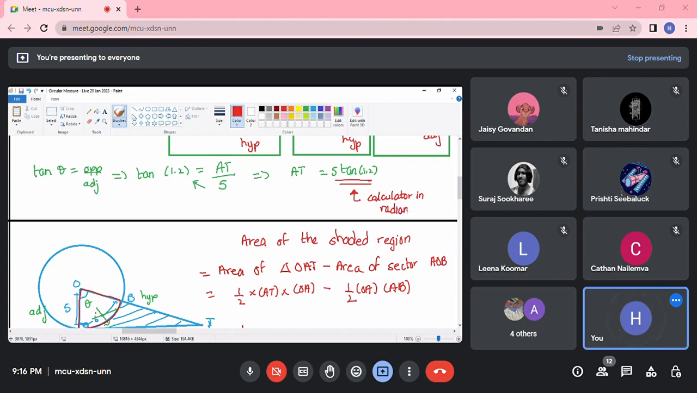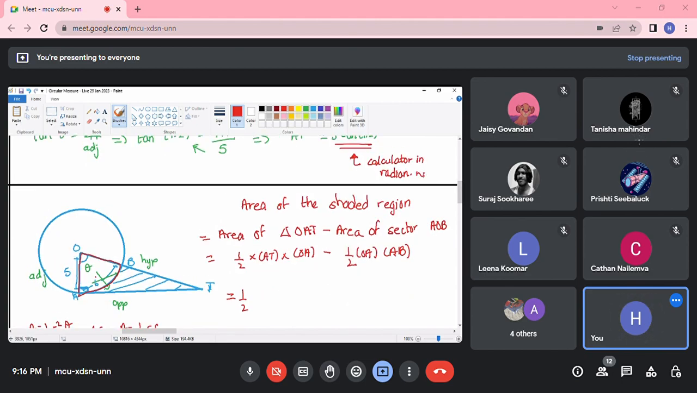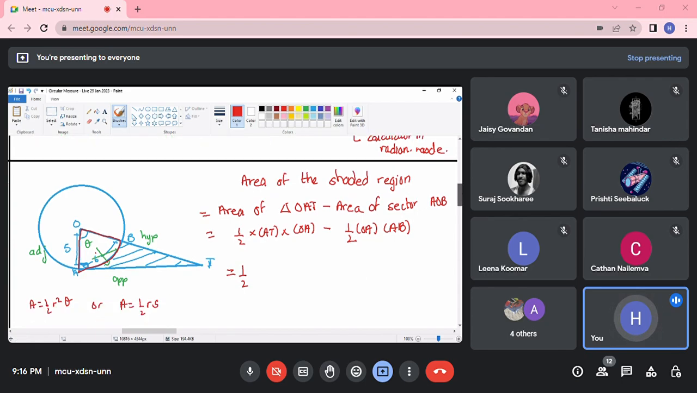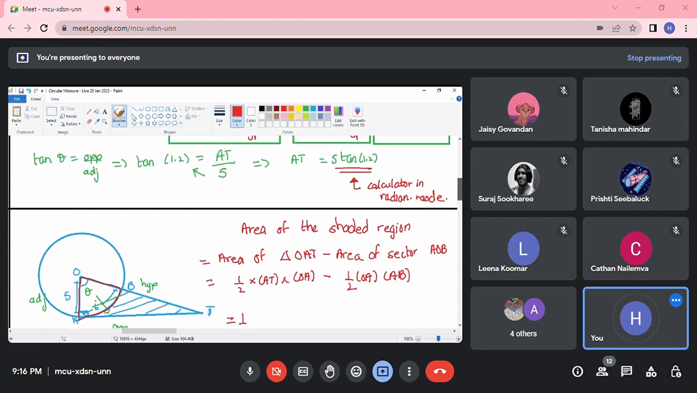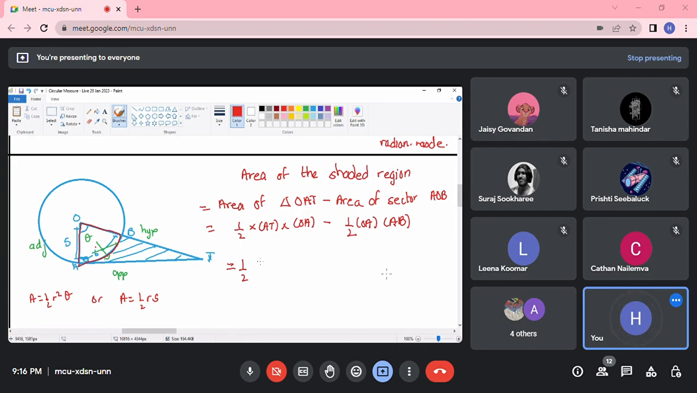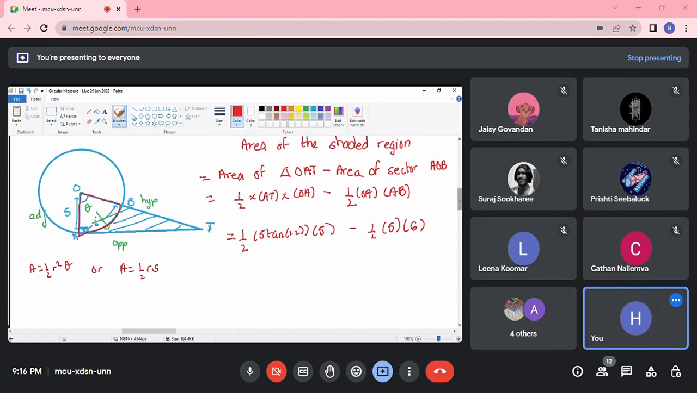Okay? Always put your calculator in radian mode. So here, half times 5 tan of 1.2 radians, times the radius OA, which is 5 centimeters, minus half OA, which is 5 centimeters, and AB is 6 centimeters. So when we simplify, the answer becomes 17.15 centimeters squared.